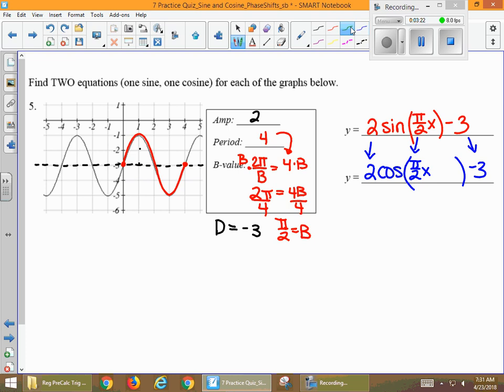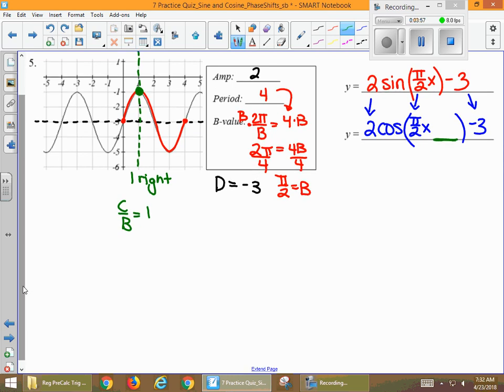What you have to decide for your phase shift is, where does it look to you like cosine starts? I like to start cosine at a maximum, so I don't have to worry about reflection. So here's the first maximum I see. And that is 1 to the right. I like to work this little equation step by step. Phase shift, we always found by doing C over B. So C over B is 1 to the right. We already know B, so let's plug that in. C over pi over 2 is 1 to the right.